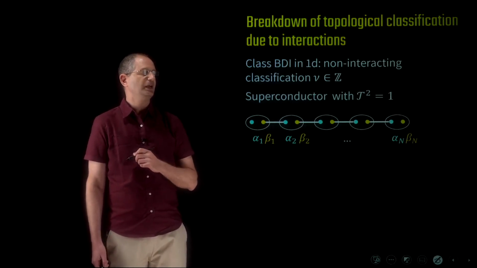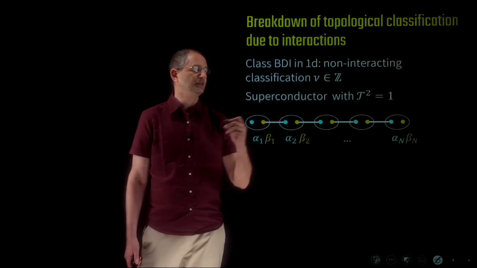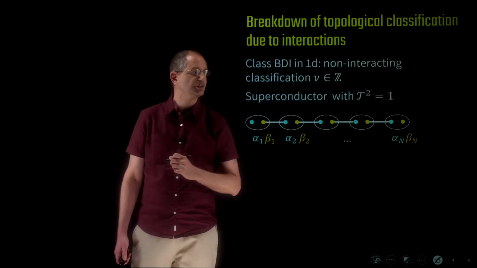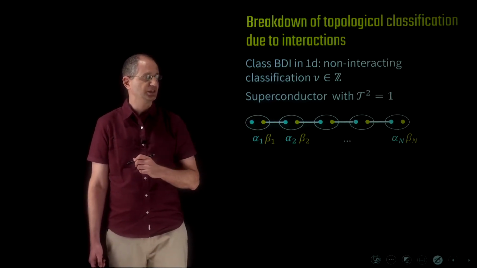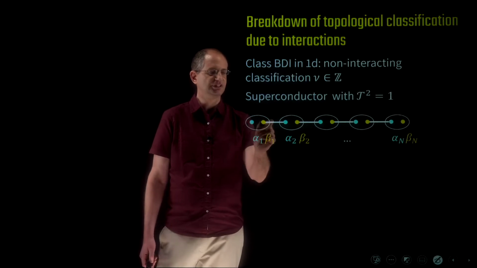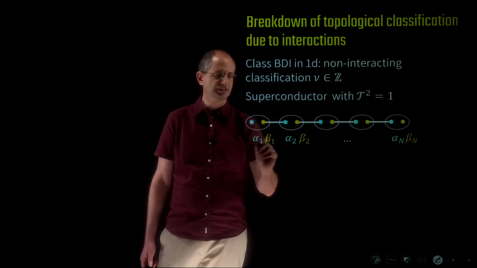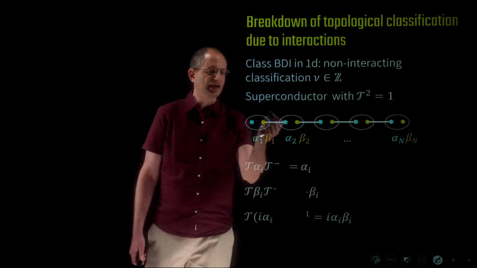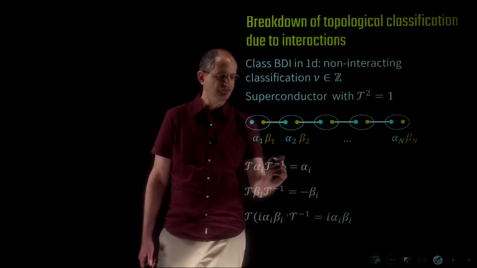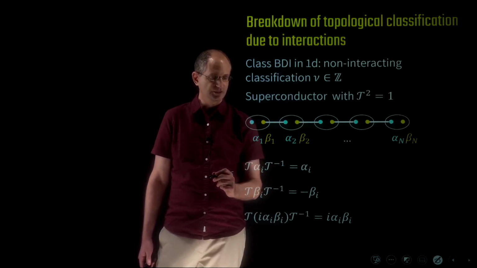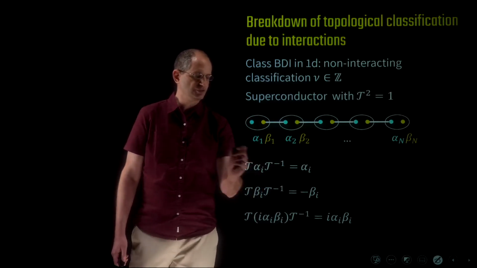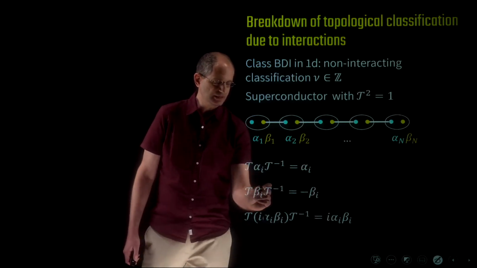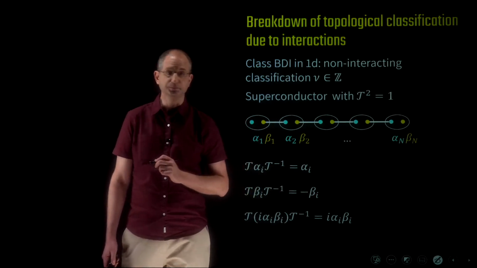So let's consider in particular how time reversal symmetry acts on the Majorana operators of this Hamiltonian. Okay, so here's our chain again. Every site has two Majorana operators, alpha and beta. And we can define the transformation law of alpha and beta under time reversal in this way. Okay, so time reversal sends alpha_i back to alpha_i, and it sends beta_i to minus beta_i.